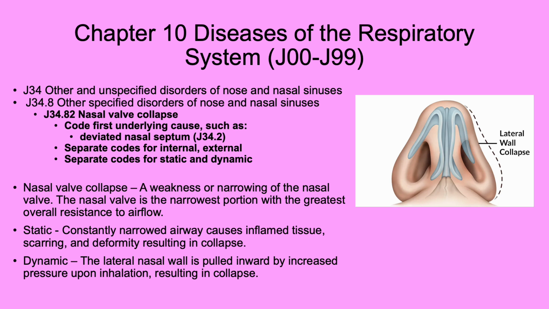So it collapses, and of course it's much more difficult to breathe. So nasal valve collapse, and you have nasal valve collapse, code first underlying cause, may be caused by a deviated nasal septum. Separate codes for internal and external, separate codes for static and dynamic. So the nasal valve collapse, all of these codes are brand new. They're under other specified disorders.